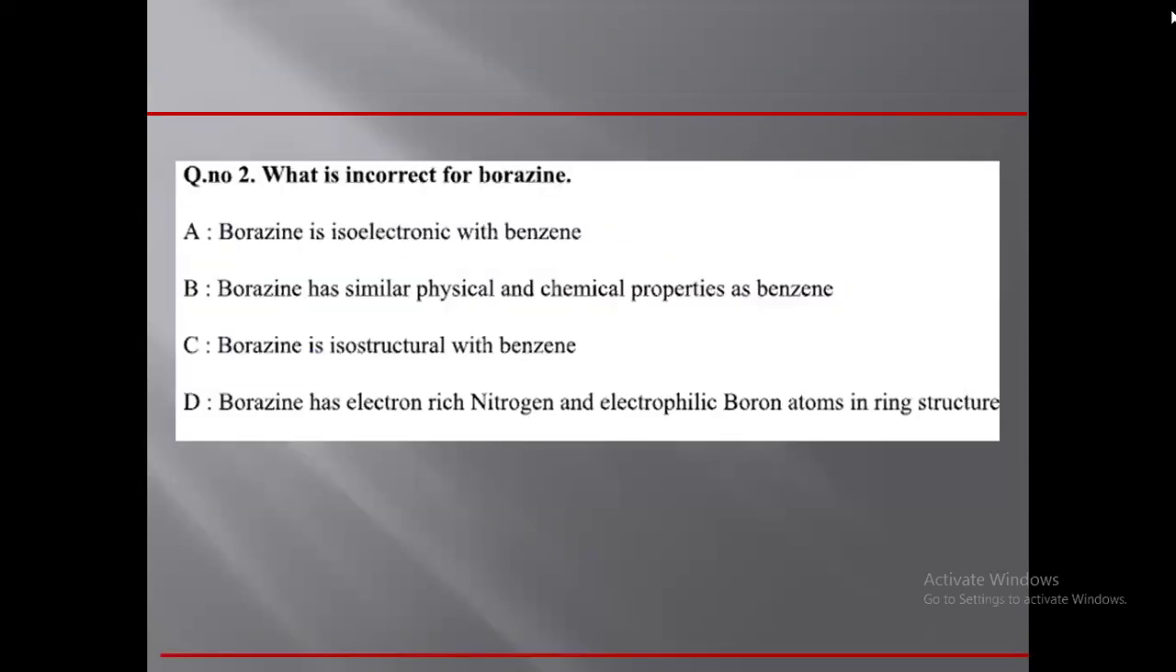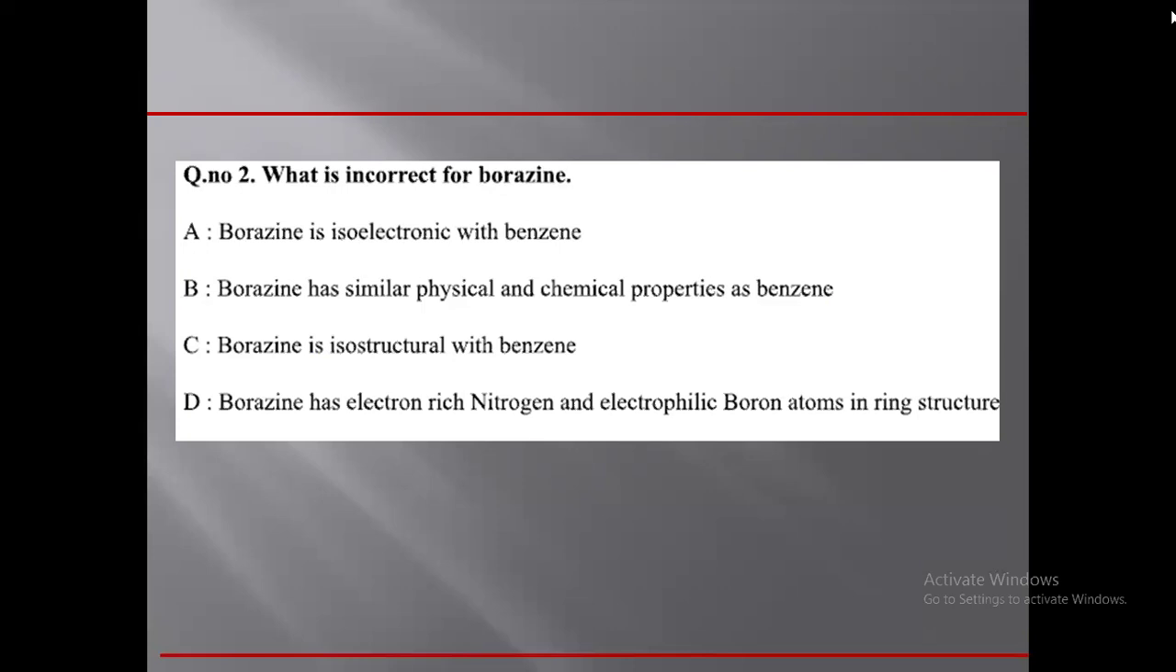Now let's discuss question 2. What is incorrect for borazine? See here, option A, borazine is isoelectronic with benzene. Option B, borazine has similar physical and chemical properties as benzene. Option C, borazine is isostructural with benzene. Option D, borazine has electron-rich nitrogen and electrophilic boron atoms in the ring structure. So here option B is correct.